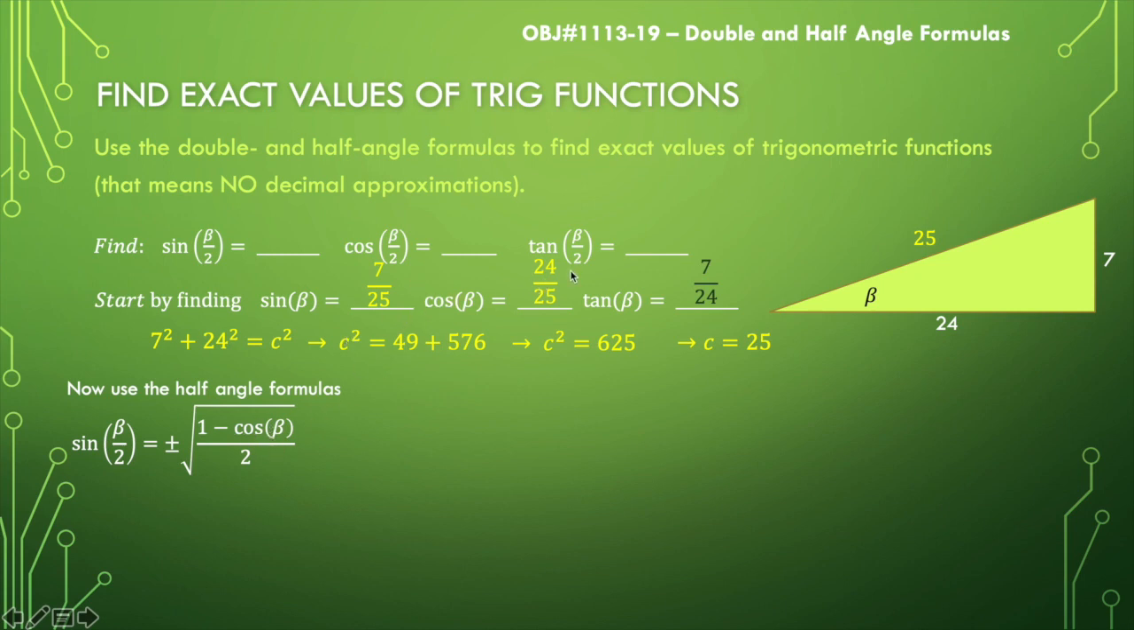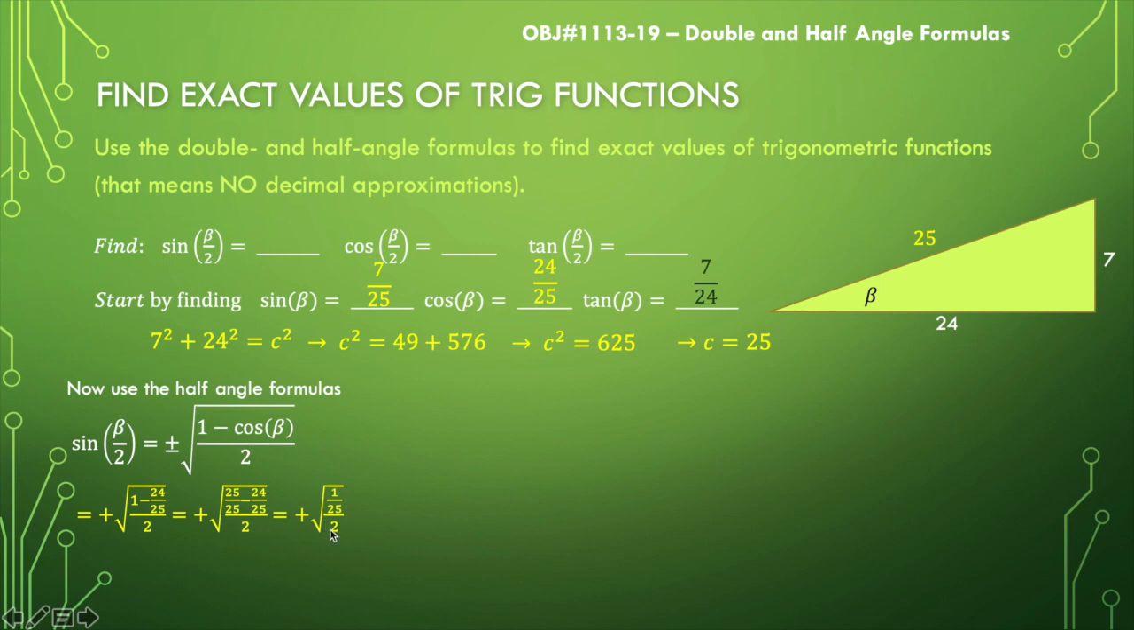Cosine of beta is 24 over 25, so it's going to replace this, so 24 over 25. All right, so positive 1 minus 24 over 25 over 2. Now we're going to want to simplify this numerator. We need a common denominator, so 1 is going to turn into 25 over 25. So 25 over 25 minus 24 over 25. This is going to end up being 1 over 25, and that all over 2 is going to continue.